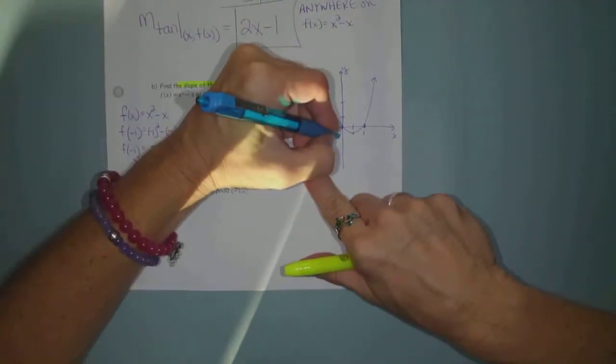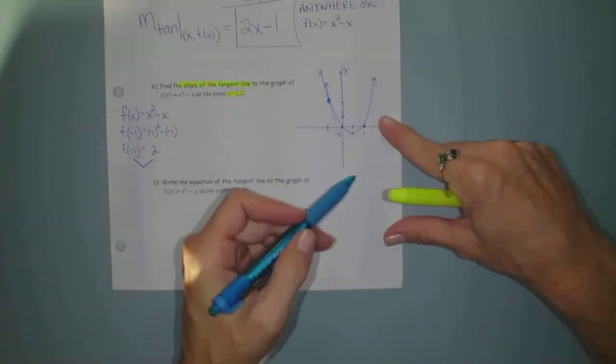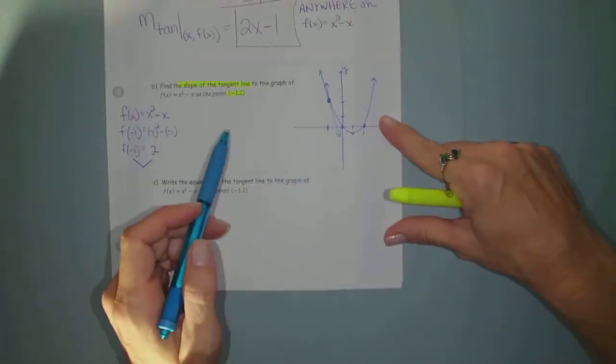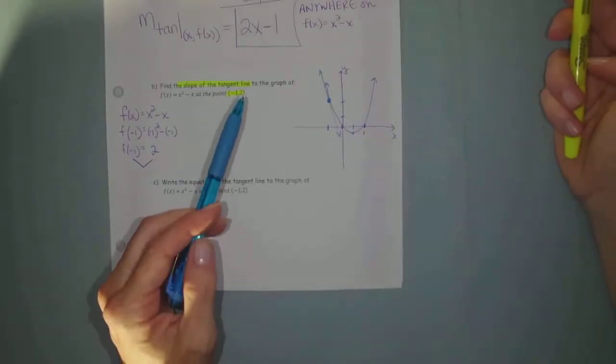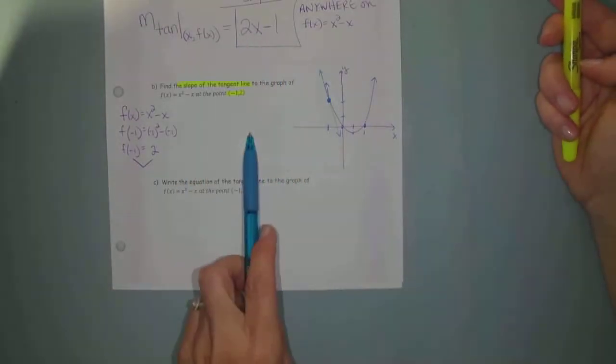When we find the slope of the tangent line there, it should be negative, because you can see that tangent line is going to have a negative slope at this point. If we don't get a negative, then that's a signal that we probably did something wrong up here. So let's take a look at this.